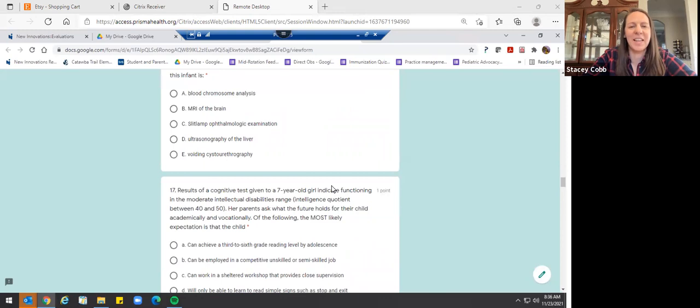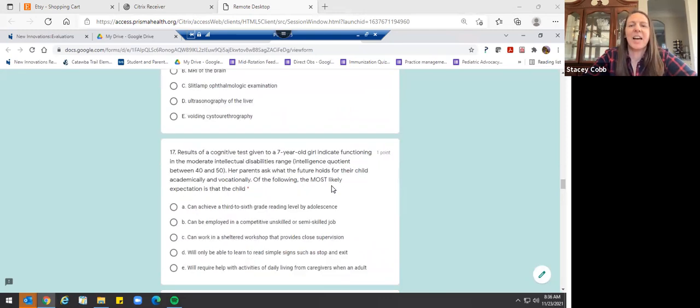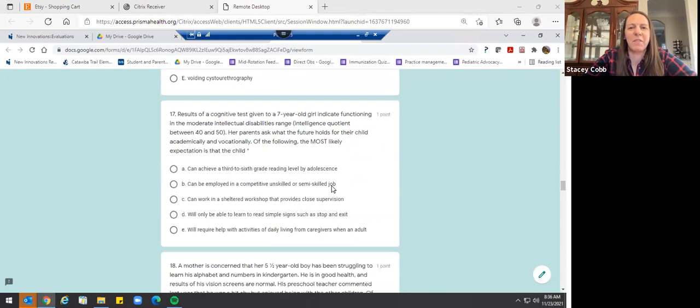So this one is a cognitive test given to a 7-year-old indicating functioning in the moderate intellectual disabilities range. And this is actually a chart that is on the handout that we're going to email to you guys, so that will help you. This is something that you just have to look at the last minute. And parents ask what the future holds. They want to know what she'll be able to achieve vocationally.